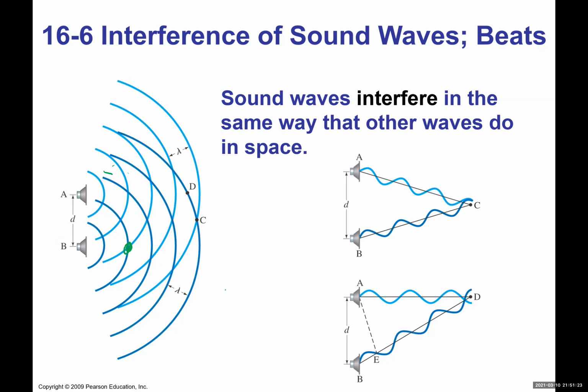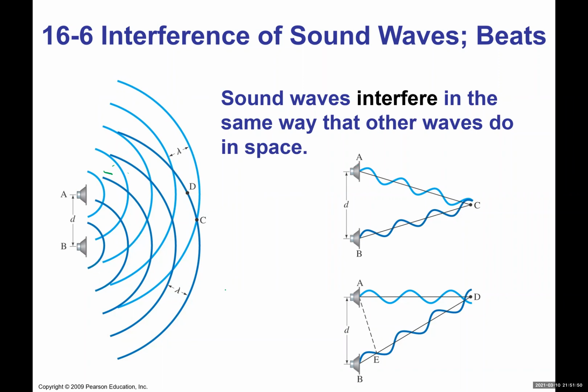So again, this would be a constructive because you have crest of one overlapping with the crest of the other one. Here, crest of A overlaps with the trough of B, because if this is a crest of B, here's the next crest of B. Exactly in the middle of that is the trough of B. So here, then you have crest of A overlapping with the trough of B, and that's a destructive interference.